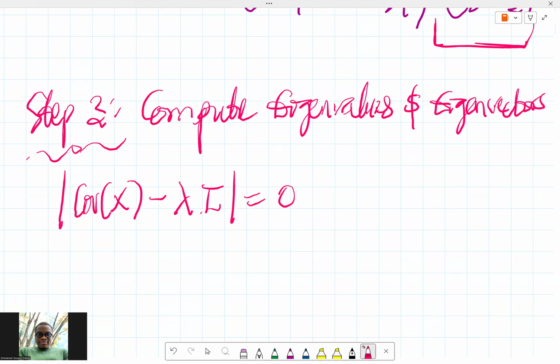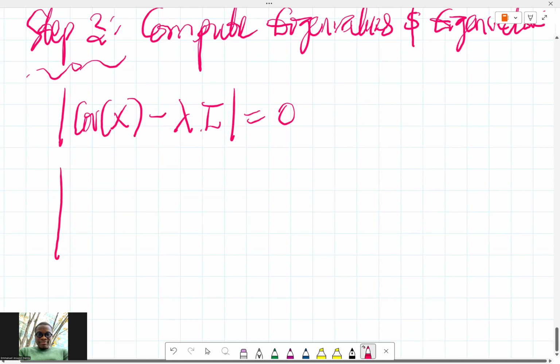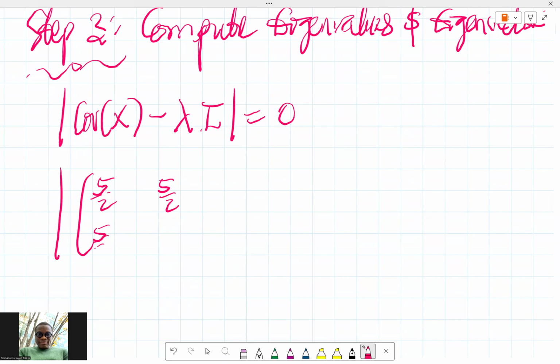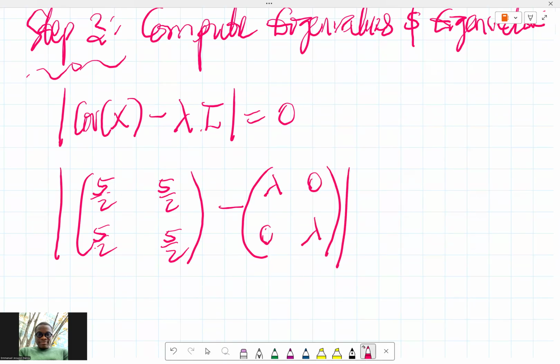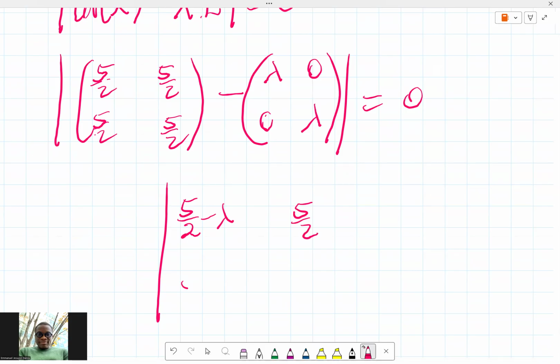Right now we don't know what lambda is. The covariance of X we already know is 5 over 2, 5 over 2, 5 over 2, 5 over 2, minus lambda I, which is simply lambda, 0, 0, lambda. And all of that is equal to 0. So we have the determinant of: 5 over 2 minus lambda, 5 over 2, then 5 over 2 again, and 5 over 2 minus lambda. All of this is equal to 0.